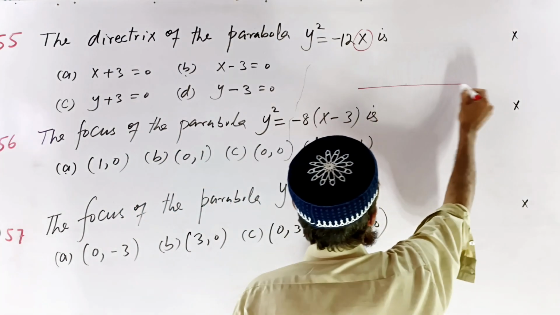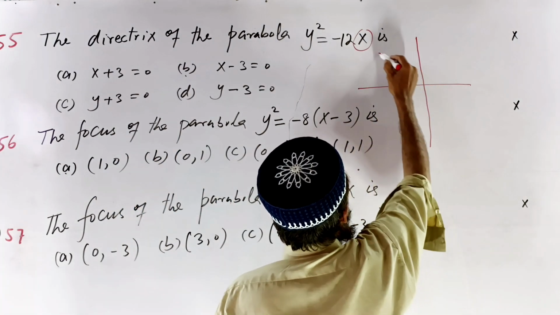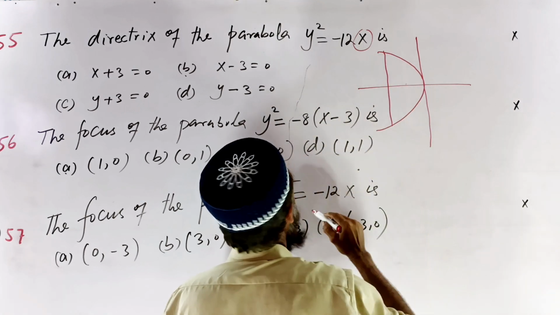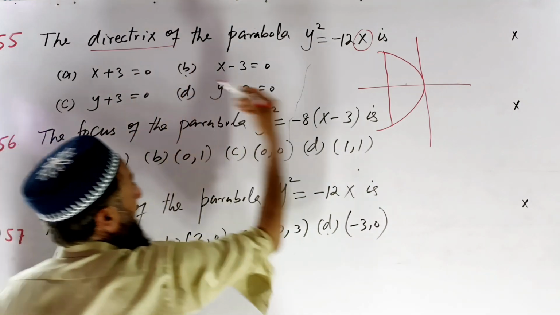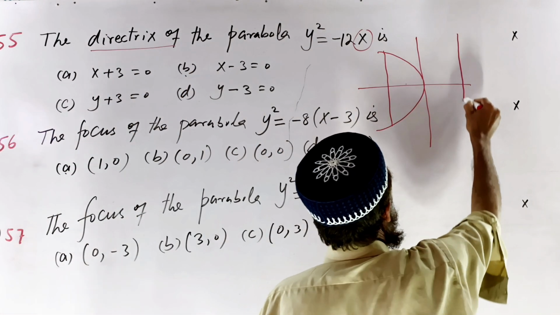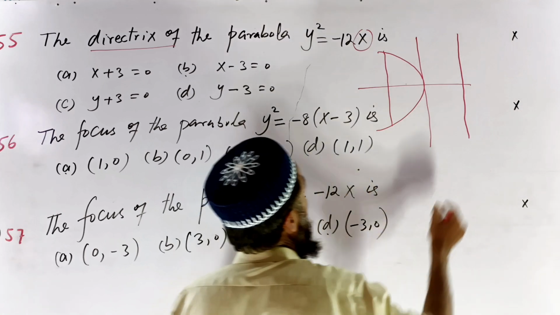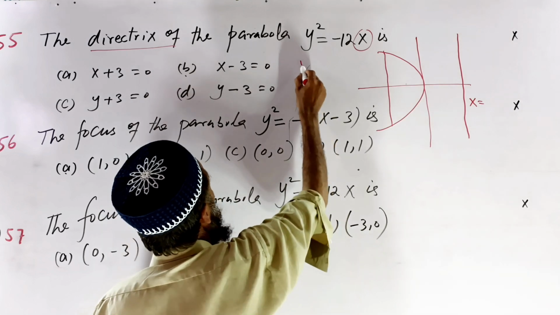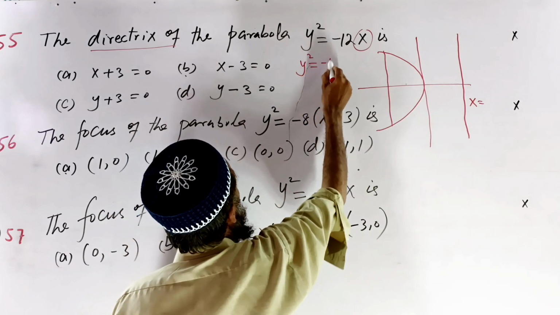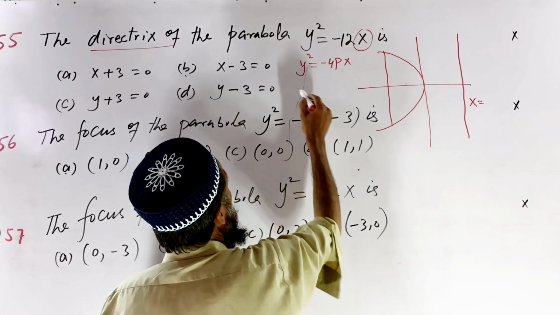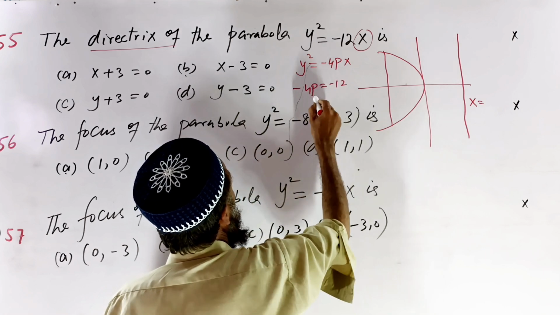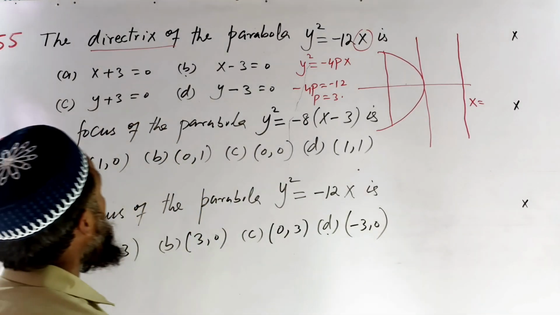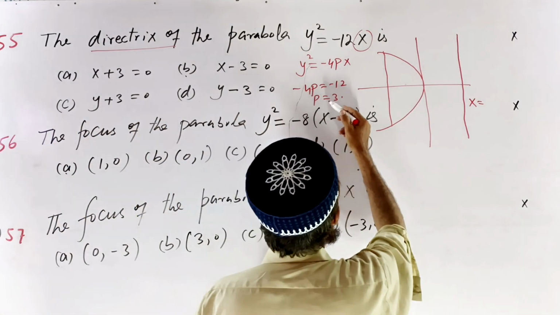So look here, the parabola is making to the left side, and the focus and directrix will be on the right side. This line is called the directrix. What is x equal to here? If we compare with the formula y square is equal to minus 4px, then minus 4p is equal to minus 12, so p is equal to 3. So the directrix will be x is equal to 3.